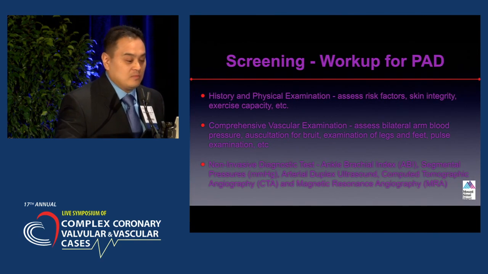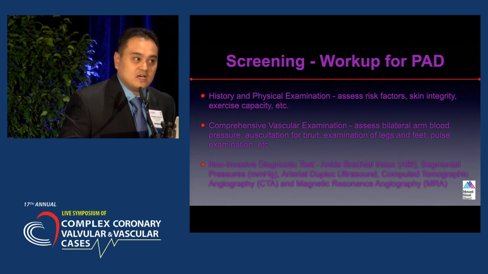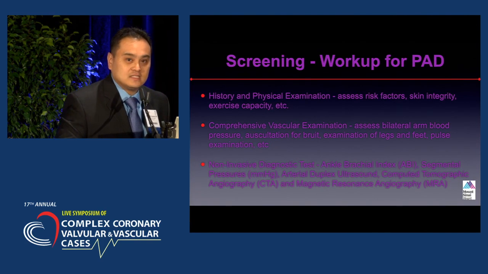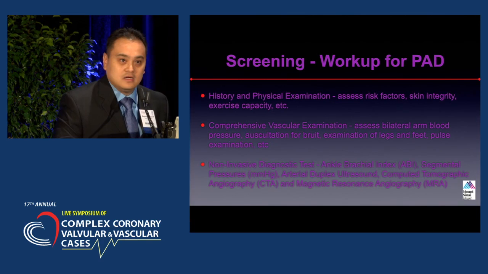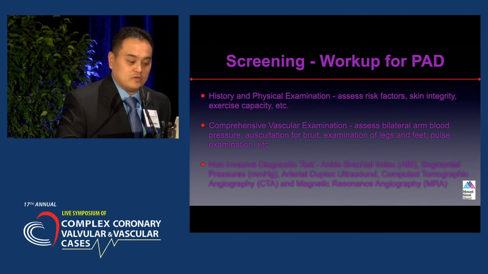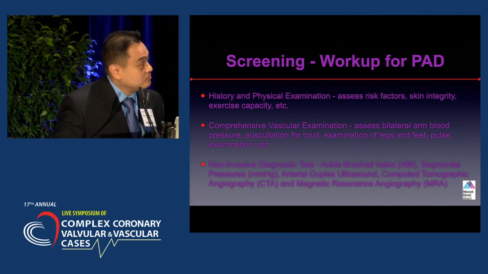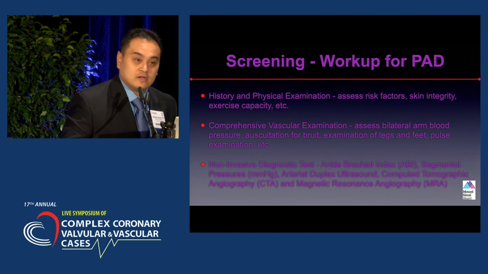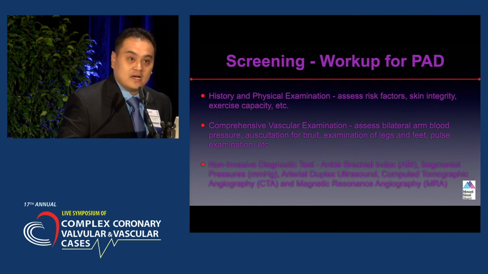But we also rely on some non-invasive testing to let us know if there is any particular peripheral arterial disease. And most tests that we do are basically the ankle-brachial index, the ABI, segmental pressures, arterial duplex, which is done in the hospital, the CTA, and the MRA.